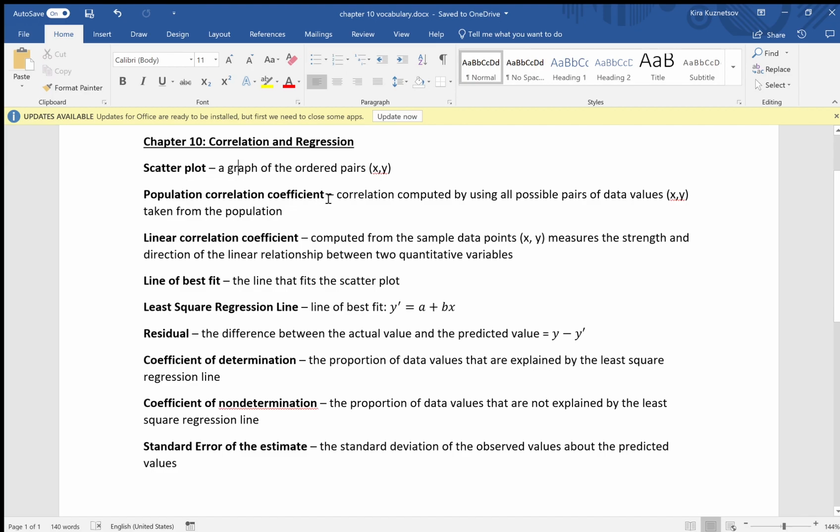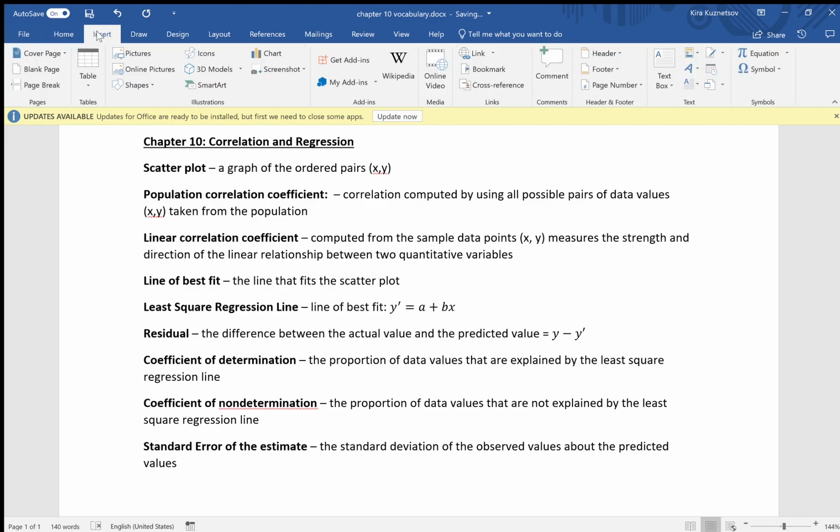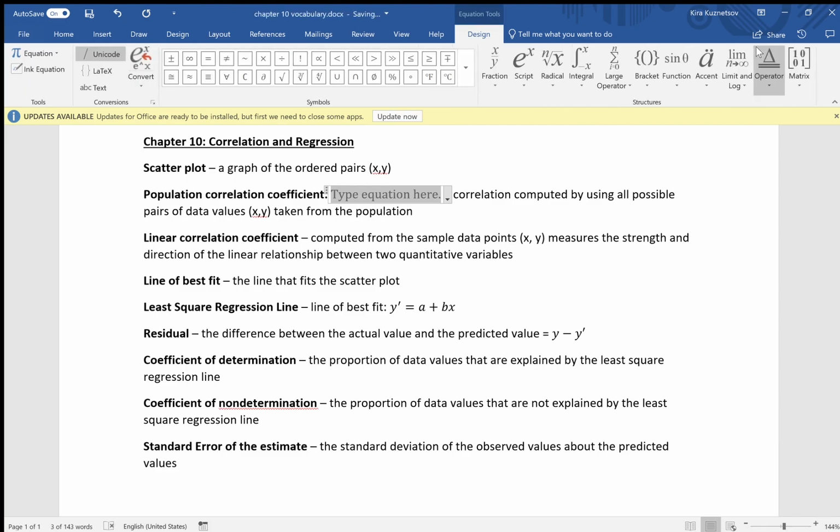The correlation coefficient is the correlation computed from all possible pairs of data values taken from the population. So a correlation coefficient is something that we're going to be able to compute for the population, and it's a relationship between x and y, meaning how strong the relationship between x and y is. Let me introduce a symbol here. The population correlation coefficient is labeled with the letter rho. Now this is a Greek letter, just like all of the other parameters.